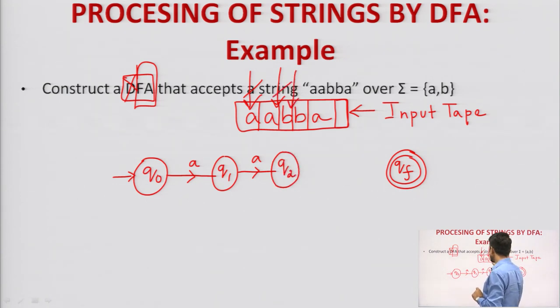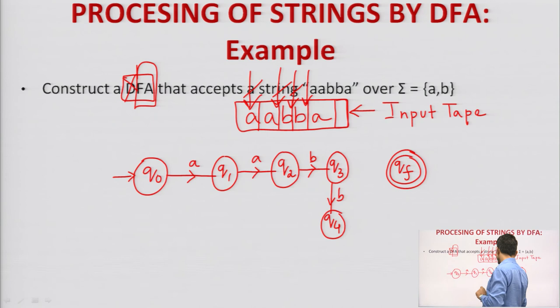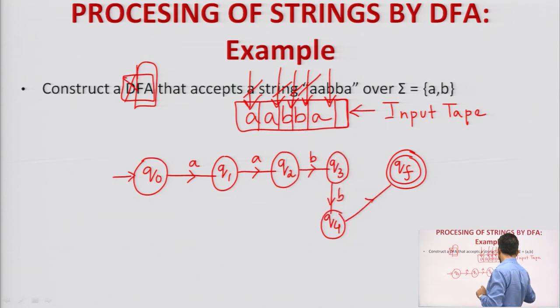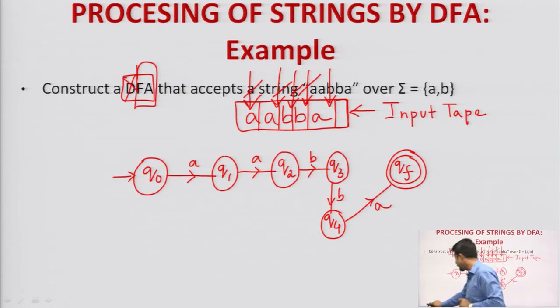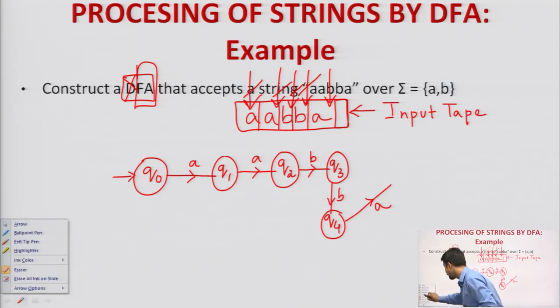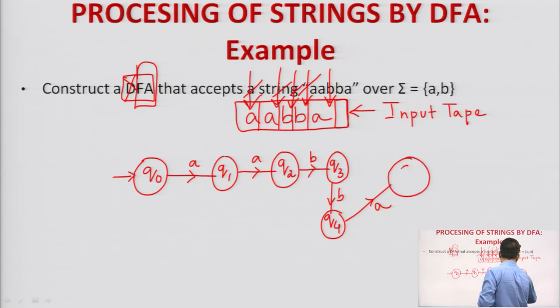After that, the input reader will go to the next position, which is B. It will go to another state, say Q 3. Then the tape reader will go to the next B, and this is Q 4. After that, the tape reader will go to the last symbol, which is A. A will go to a state, which I am not designating as QF right now. I am just taking it as a normal state as of now.